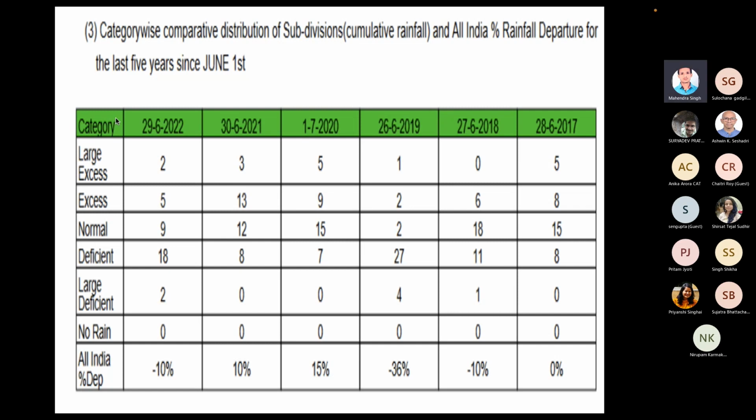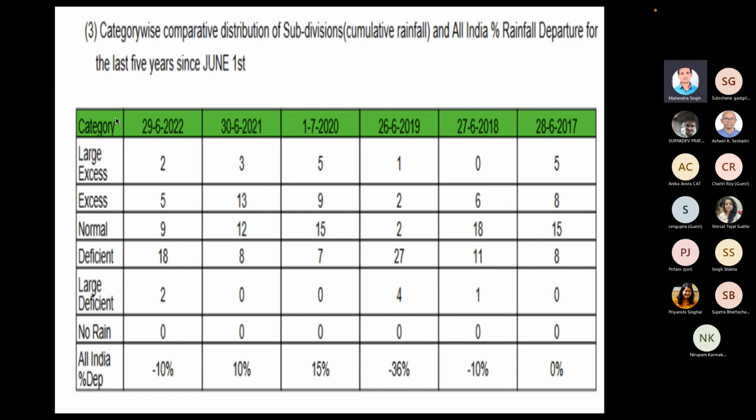This is already department, usual ISMR. These are the number of subdivisions. Up to here the subdivision number can add up to 36. Okay, but this is the all India rainfall number. There are other graphs showing the percentage of the divisions that are not shown.